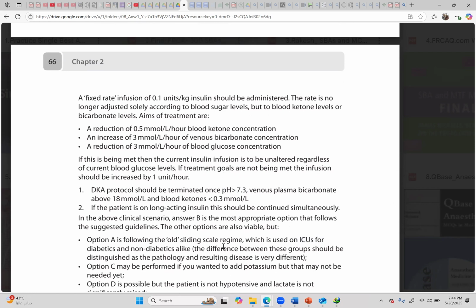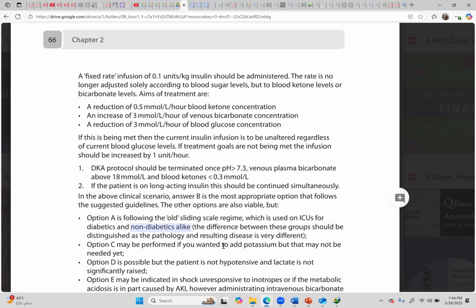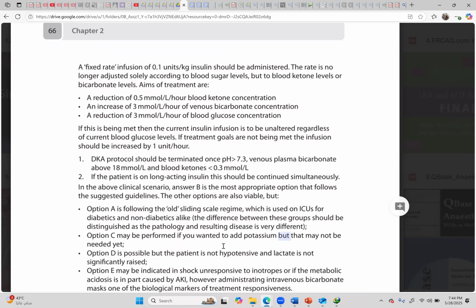If the patient is on long-acting insulins, this should be continued simultaneously. So option A is following the old sliding scale regime, which is used on ICUs for diabetic and non-diabetics alike. The difference between the groups should be distinguished, as the pathology and resulting disease is very different.